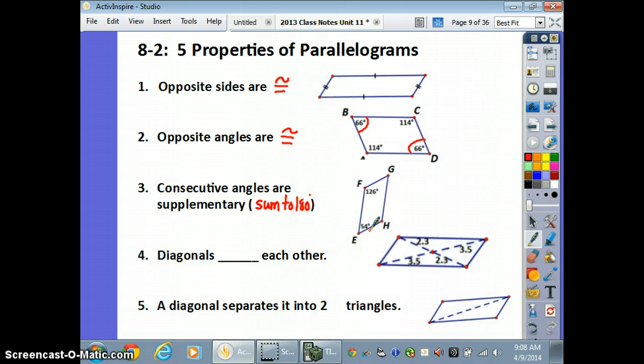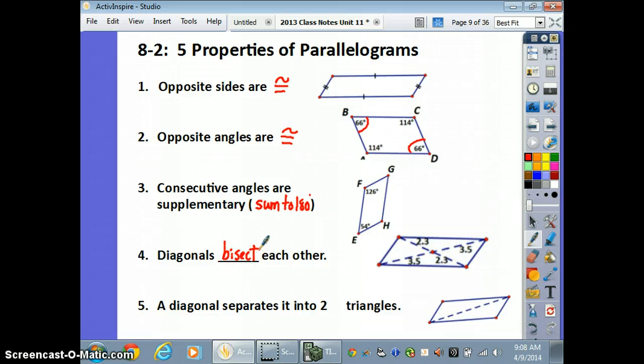In parallelograms, the diagonals, they bisect each other. See how I've drawn in the two diagonals? This is 2.3, this is 2.3. This is 3.5, this is 3.5. Bisected, cut it into two equal parts.